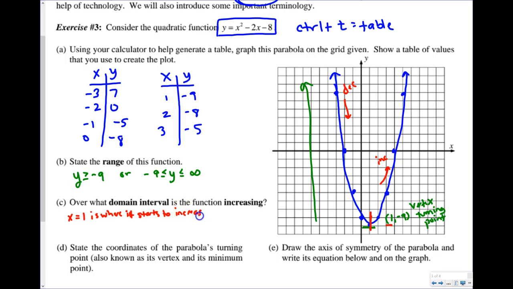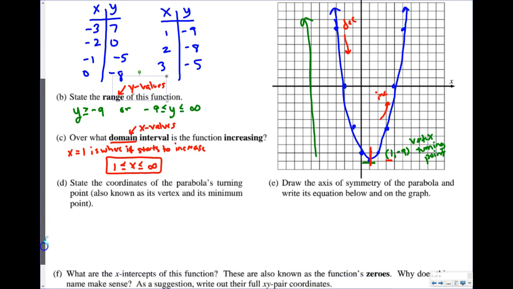And then this kind of graph is going to increase forever and ever. So the domain interval is from 1 to infinity. Okay, it's increasing from 1 to infinity. And remember, domain means x values. Range means y values. Okay? And this comes from, I think, lesson unit 5, 5.7 is where domain and range come from.